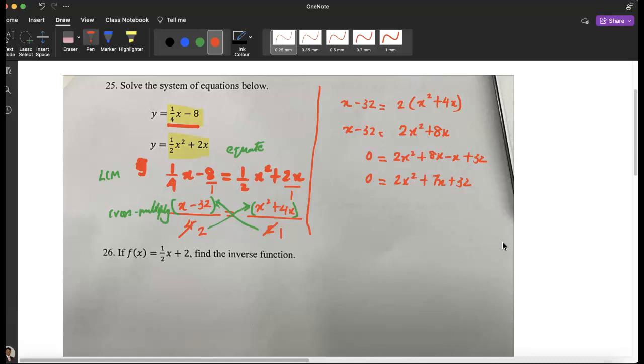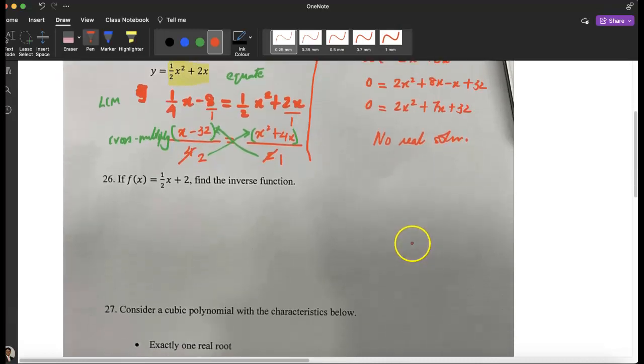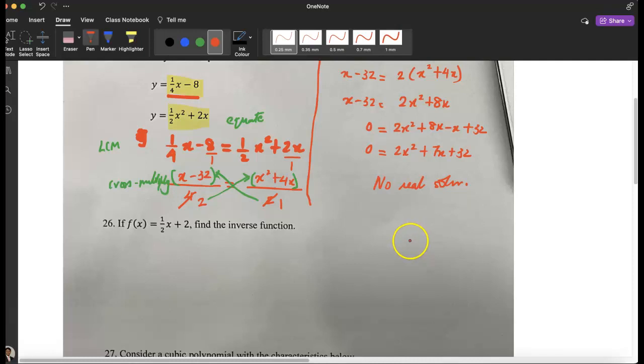No real solution. So you get a null set with no real solution. Complex numbers you don't have, so you don't have to worry. So there's no real solution.